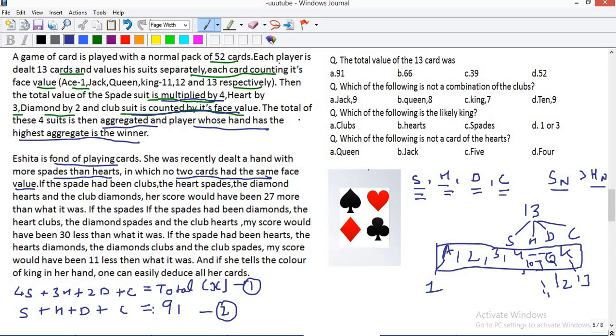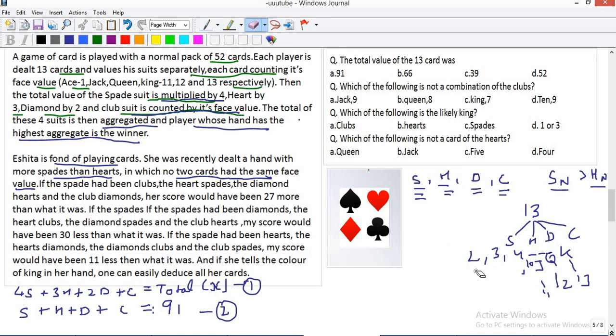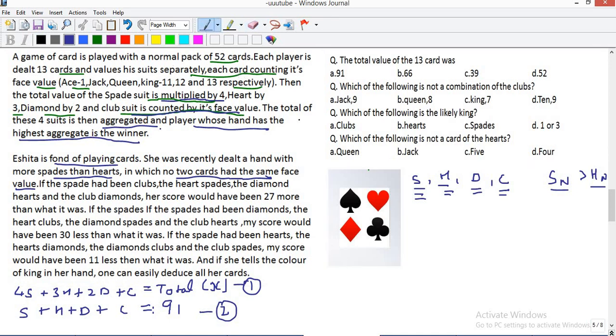Clear? So I'll again get rid of this. I don't need this. So इसको मैं हटा देता हूँ यहाँ से. Okay. Now, next line. Let's read it further. It says, okay. So if the spade had been clubs, ठीक है. So I can say if the spade had been clubs.